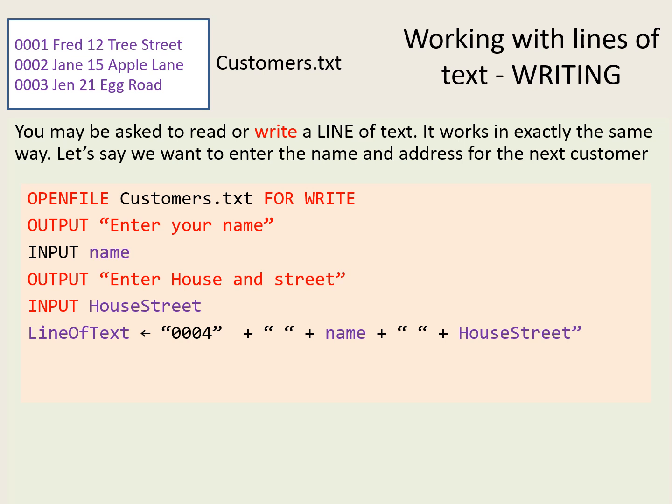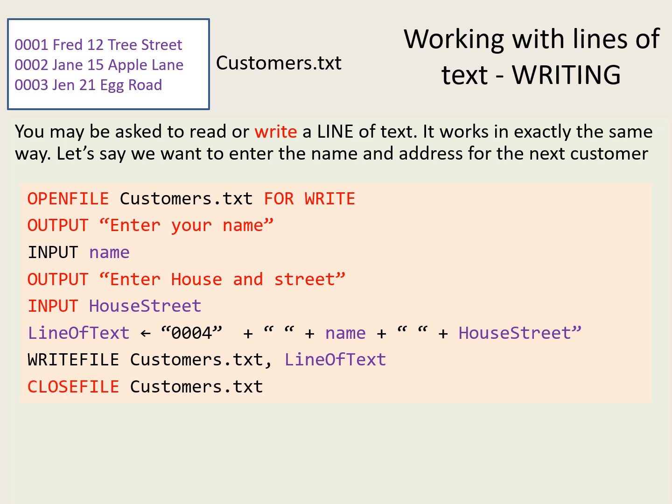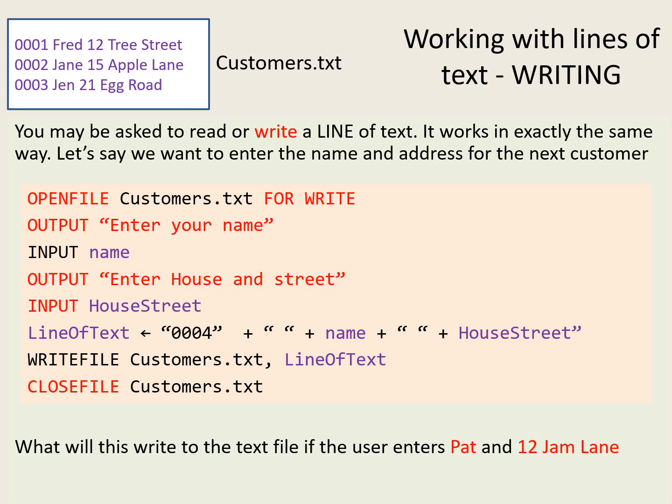If we put those things together, we will end up with a line of text that's stored using a single variable. We can now write that line of text to the file. So write file customers.txt line of text, just like we've already done. Don't forget to close the file as well. So if we enter Pat for name and 12 Jam Lane for the house and street, what will that write to the file using this particular pseudocode?